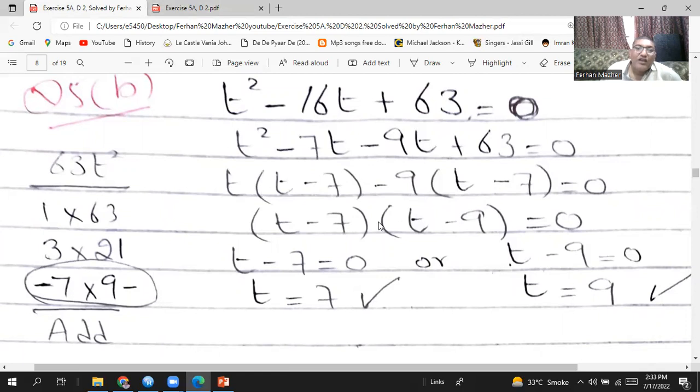So t minus 7 equals 0. So t will be equal to 7. t minus 9 is equal to 0. So t will be equal to 9. So there are two solutions. One solution, t is equal to 7. The other one is t equals 9.